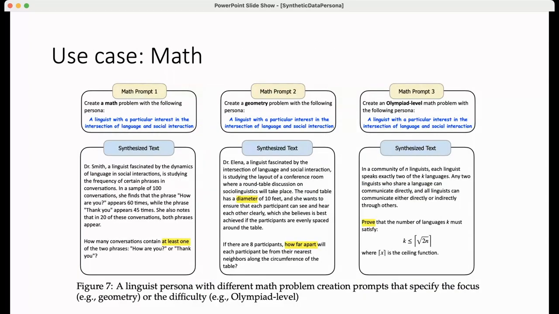There are several use cases that they mentioned. The first is math. For example, you can prompt to create a math problem, or a geometry problem, or a very difficult level math problem. So you can vary the difficulty levels, and then just replace this with the personas you extracted, and you end up with lots of problems. This one is linguistic, with a particular interest in language and social interactions. That's a different, geometry kind of problem. And this is a very difficult one, Olympiad level math problems.